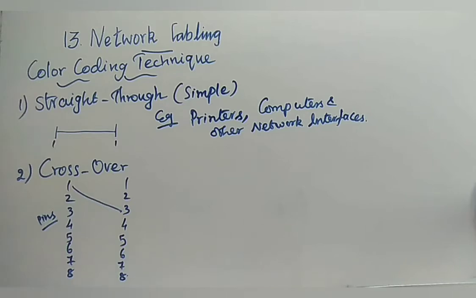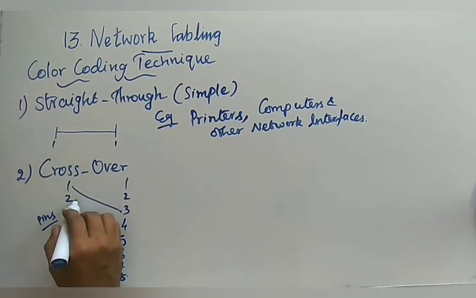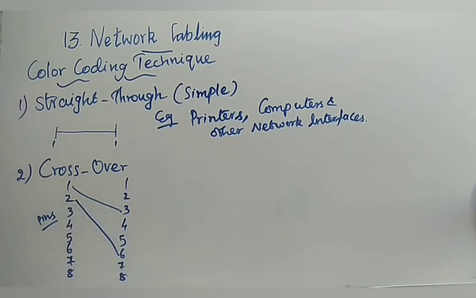While we were discussing, we told you some pins will be reserved. So in this case, 1 is connected with 3 and 2 is connected with 6. Why? 1 and 2 will transmit and 3 and 6 will be receiving, and the remaining are reserved. That is the concept given here.